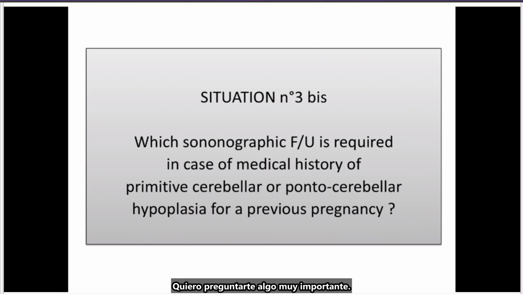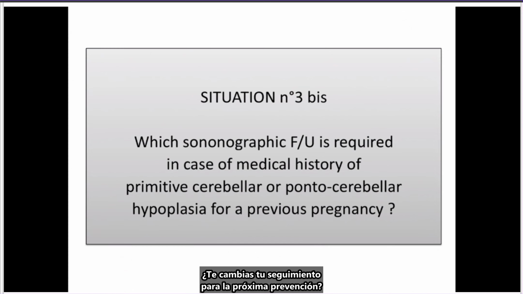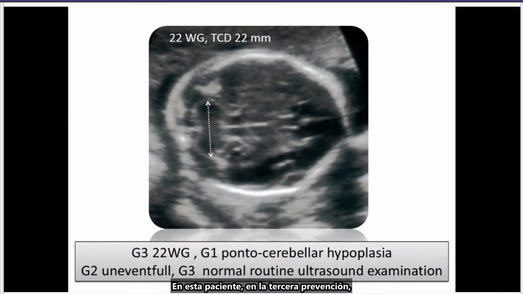I want to ask you something very important. Which sonographic follow-up is required in the case of a medical history of primitive cerebellar or pontocerebellar hypoplasia in a previous pregnancy? Do you change your follow-up for the next pregnancy? Why do I ask you this question? This patient, third pregnancy, for the first one, there was a pontocerebellar hypoplasia. The second one was an infant, full term, and it was a normal baby.